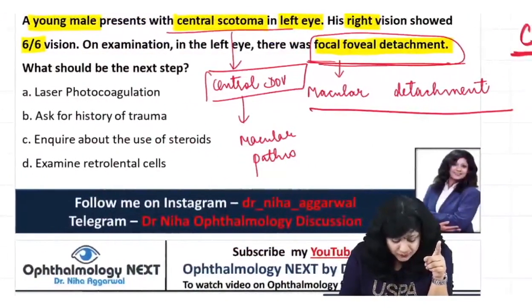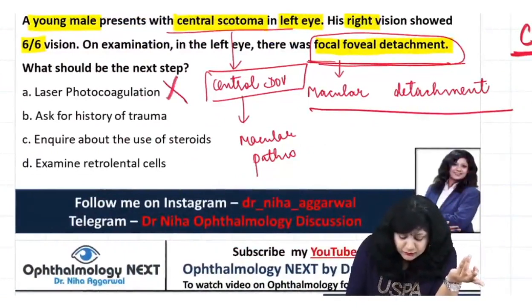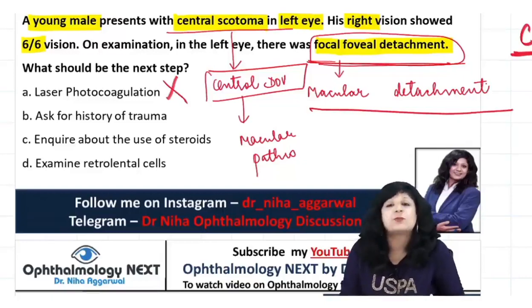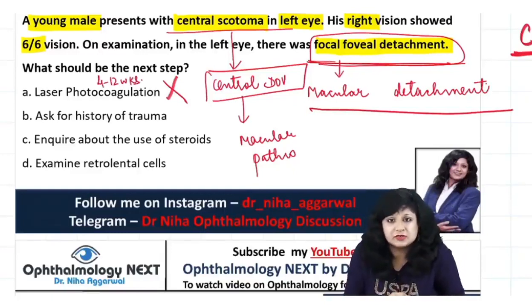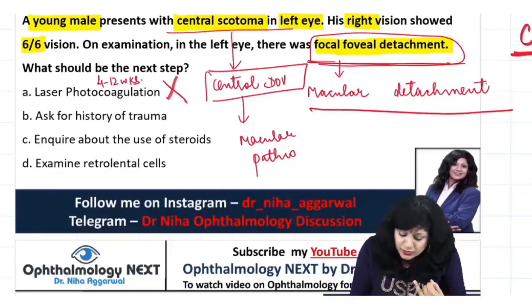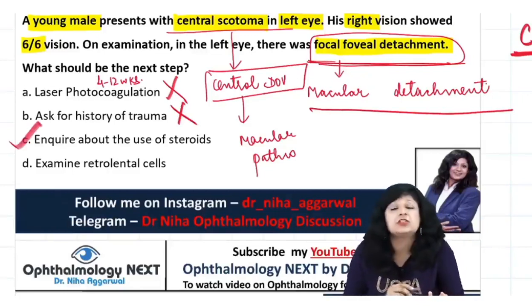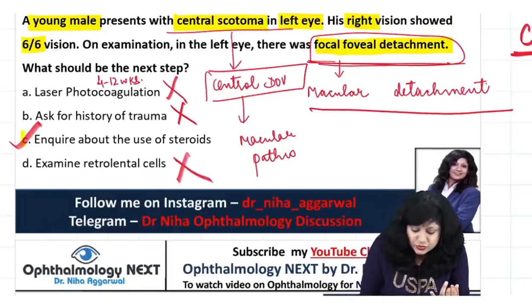So they are asking what should be the next step. Should you do the laser photocoagulation? No, I won't do the photocoagulation, because you know that CSR is a self-limiting condition. Spontaneous resolution occurs in about 4 to 12 weeks, 1 to 3 months. Ask for the history of trauma. No, trauma does not cause the CSR. Inquire about the use of steroids. Yes, steroids can precipitate the central serous retinopathy. Examine the retrolental cells. No, we won't get the retrolental cells here.